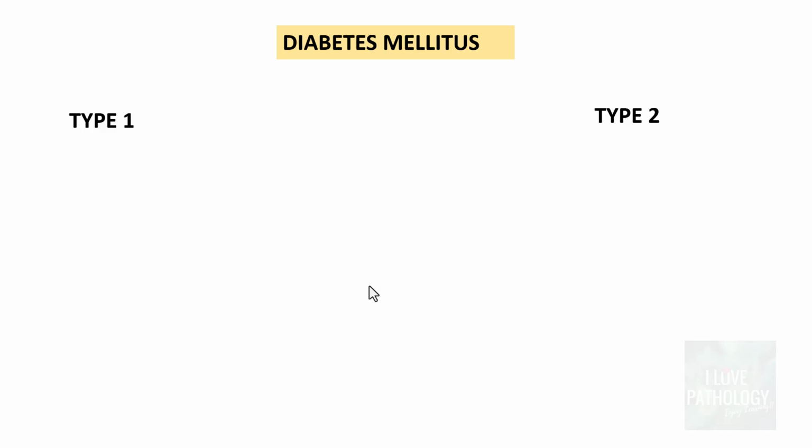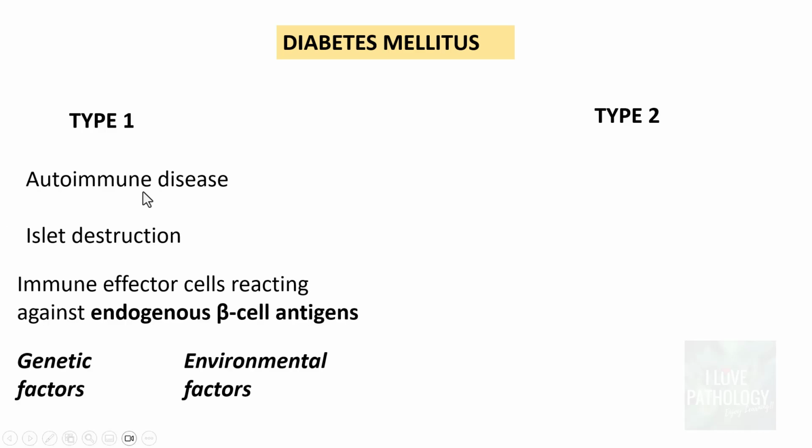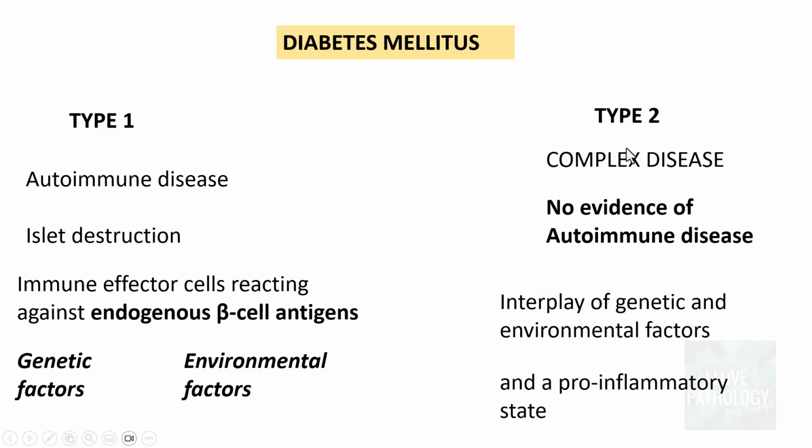We know that diabetes is broadly categorized into type 1 and type 2. Type 1 is more often an autoimmune disease where there is islet cell destruction, because of the immune effector cells which react against our own beta cell antigens. You have genetic and environmental factors. Whereas type 2 is a more complex disease where there is no evidence of autoimmune disease. Here also you have an interplay of genetic and environmental factors, but there is also a pro-inflammatory state which we have discussed earlier.